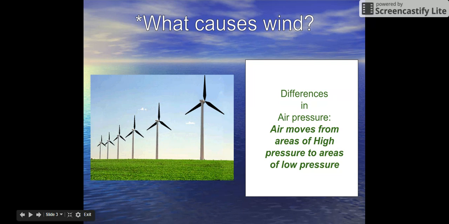So again, a major important piece of information to know is that air is always going to move from high pressure to low pressure.